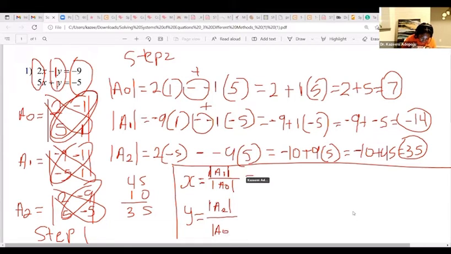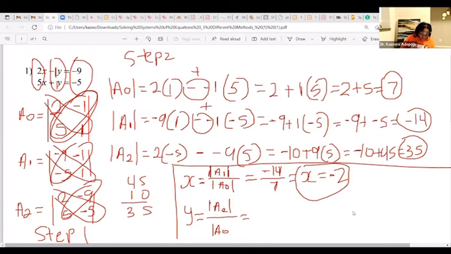So now you got to solve this, and we just got to plug in our determinants, and this is so easy so far. So our A1 over here is minus 14, so minus 14 divided by A0, which is 7, equals minus 2. So our X is equal to minus 2, and we just figured out our X. So far, so good.